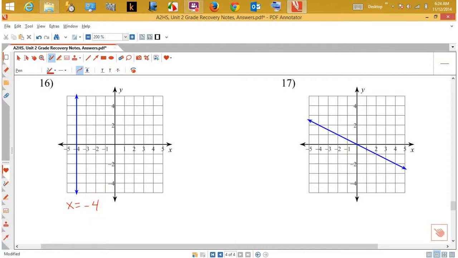This is a line that is passing through the point 0, 0, which is my y-intercept. So b is equal to 0. The slope is down, let's go to this point here, down 1, that'd be a negative 1. To the right 2, it's a negative 1/2. y is equal to a negative 1/2 x plus 0. So we would write that simply as y is equal to a negative 1/2 x.